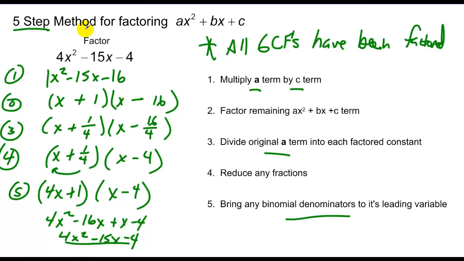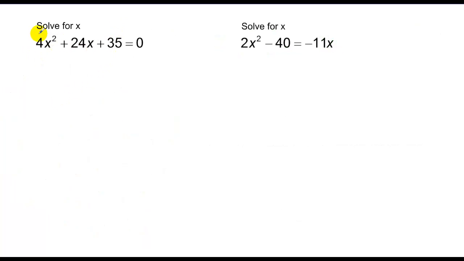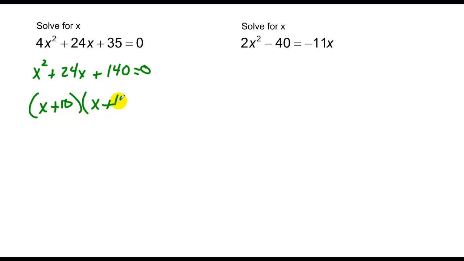So that's just a method for factoring this type of quantity. If you want to use it, go right ahead. I'm going to use it throughout this lesson. So I want to solve this one. Notice the terms are a little bit bigger, but I'm still going to multiply the 4 times the 35, so I get x squared plus 24x plus 140 is equal to 0. I need to find out what multiplies to 140 and adds to 24. That's pretty easy. That's x plus 10, x plus 14.